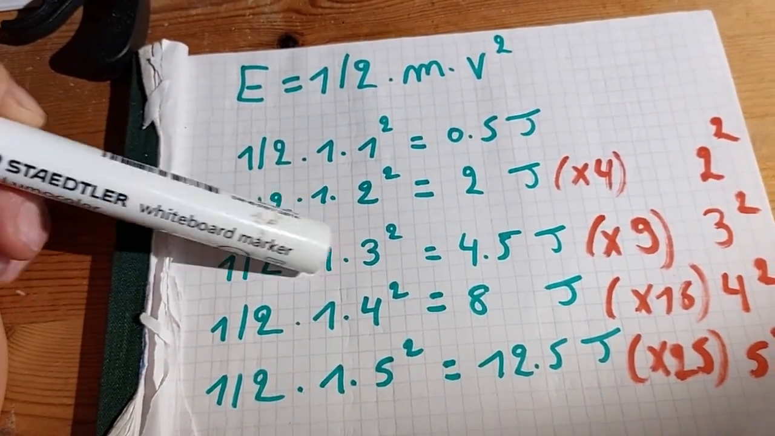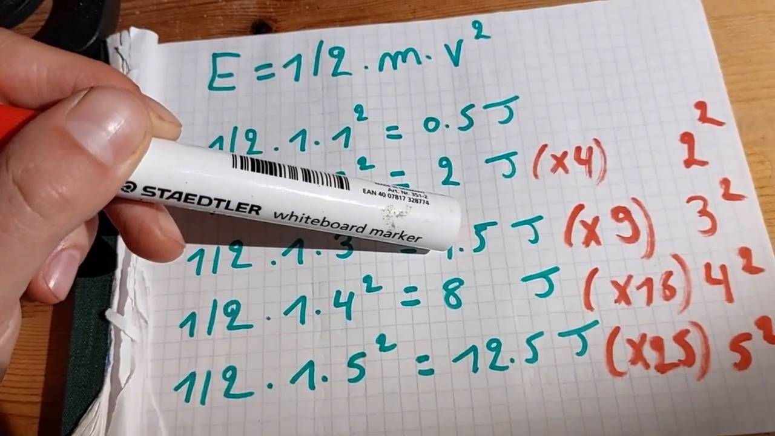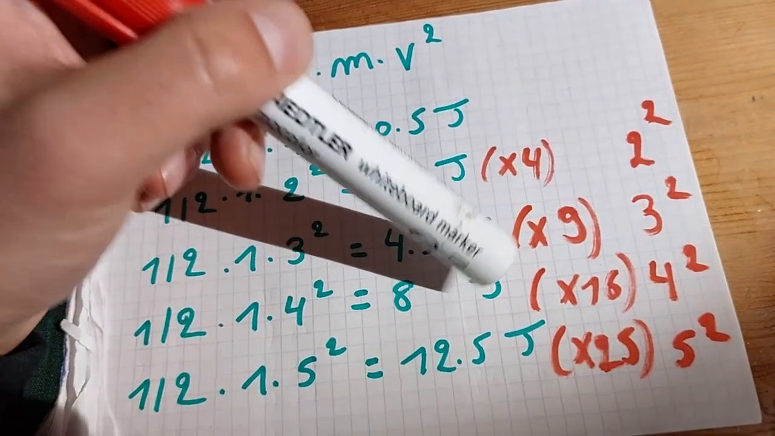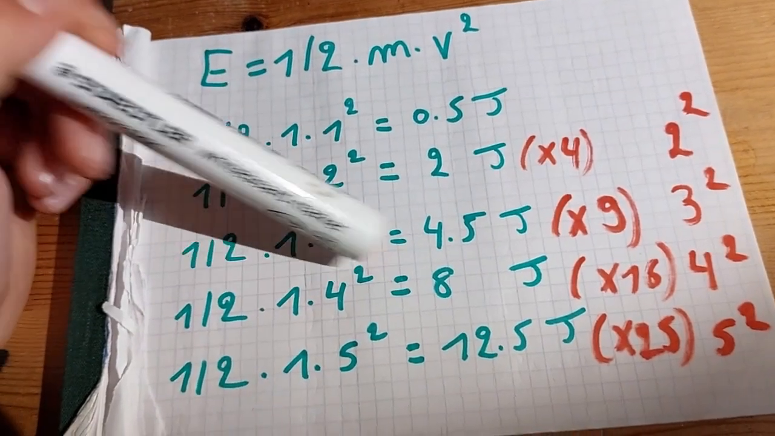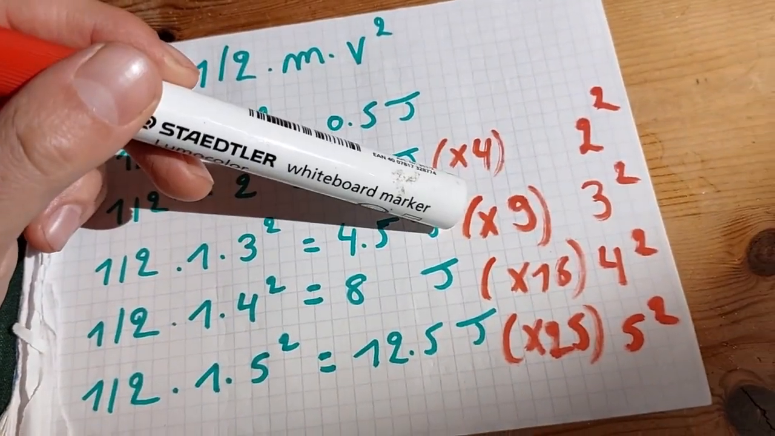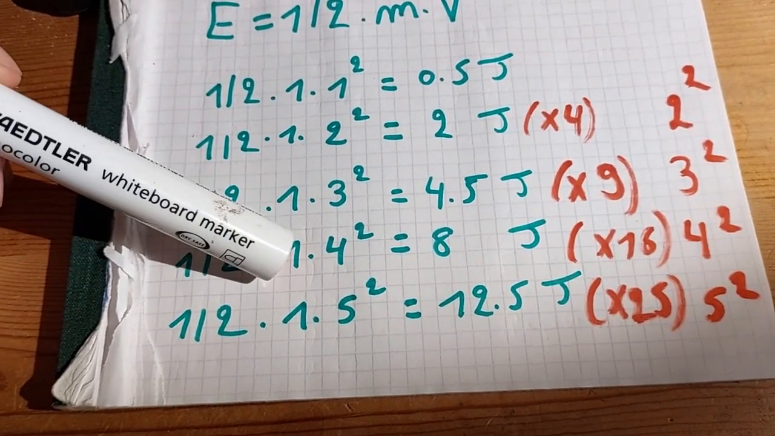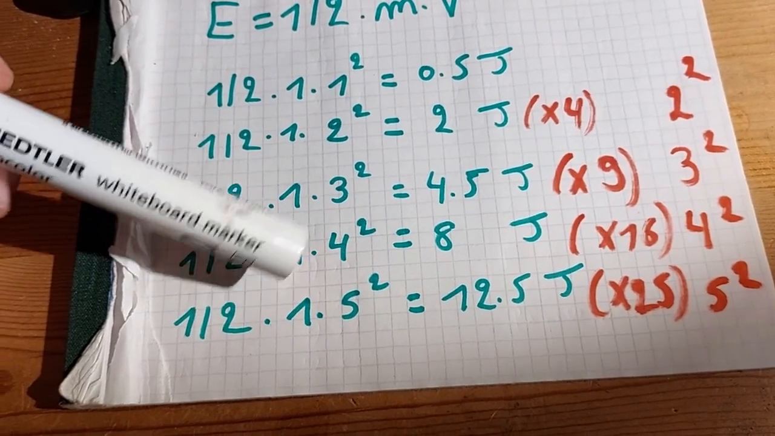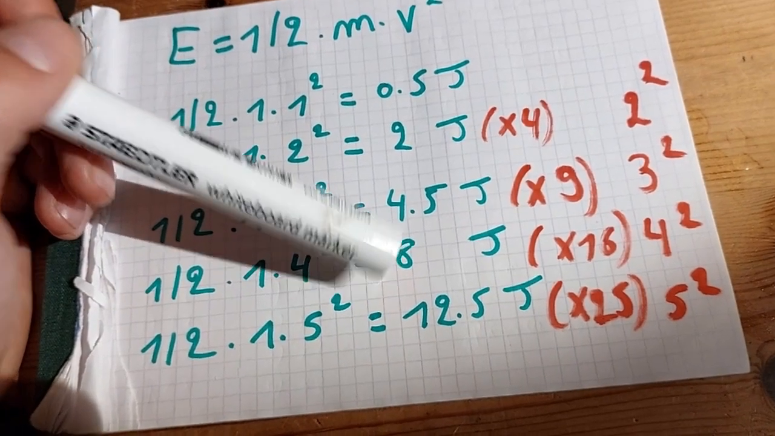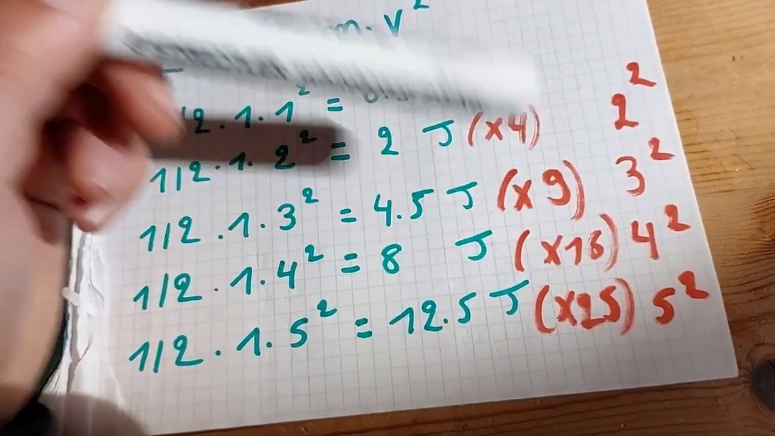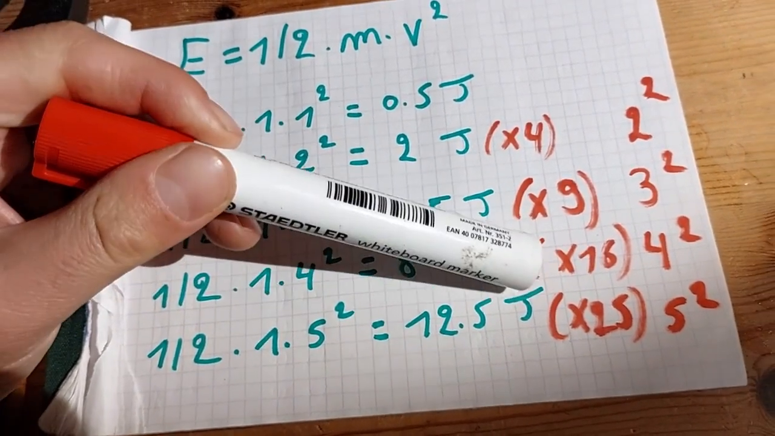So if we insert that number into this formula, then we get 4.5 joules, which means the energy is now 9 times the amount than the one velocity. When the velocity is 3 times as much, the energy becomes 9 times as much. And then I'm going to continue to let the ball drop 4 times as fast. That means I'm going to have to raise the ball 16 times as high. And then the energy will be 8 joules, which means that it will produce 16 times the amount of energy than the one velocity.